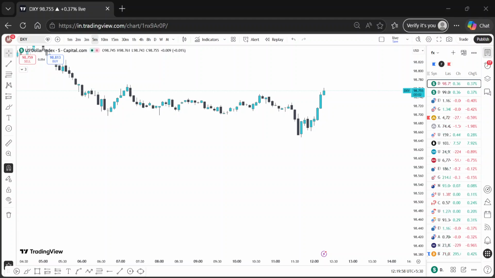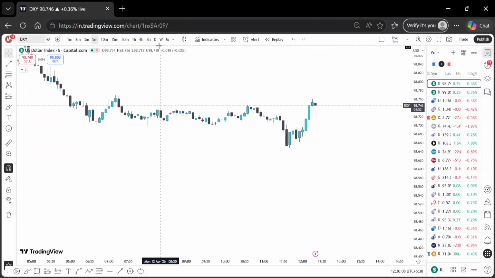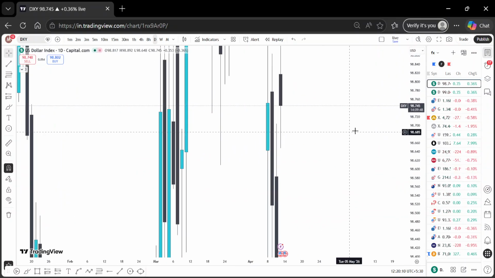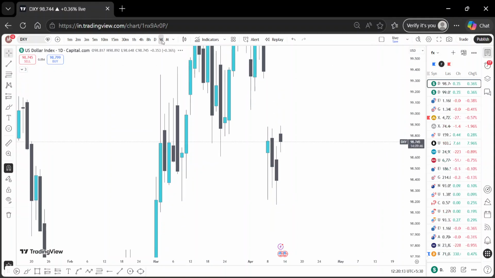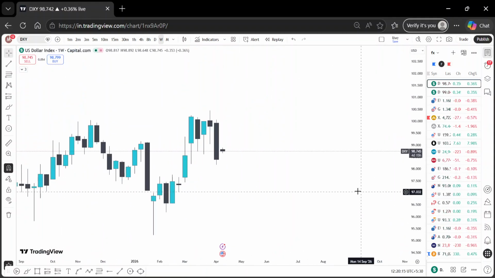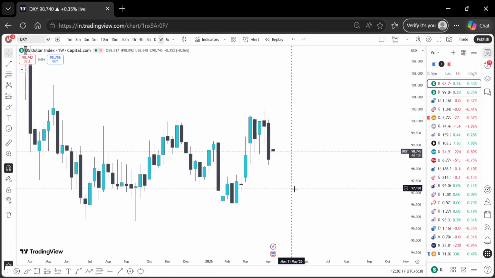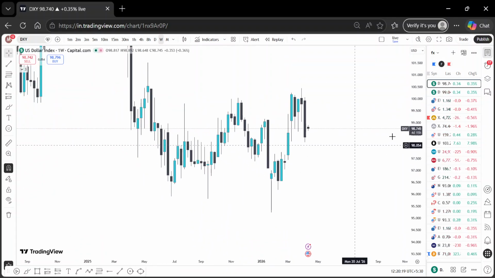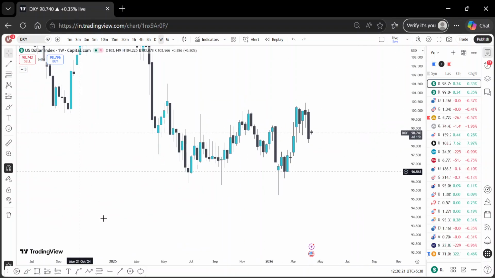Hey everybody, as I said in my last video, today I'm going to break down my top-down analysis for the coming week. So let's set a bias. As usual, let's start with dollar first, weekly time frame. So definitely bullish here in the weekly time frame.